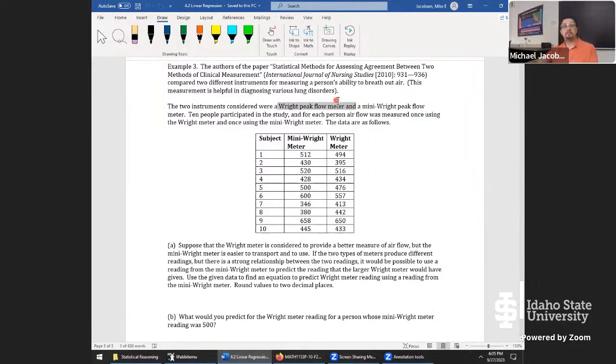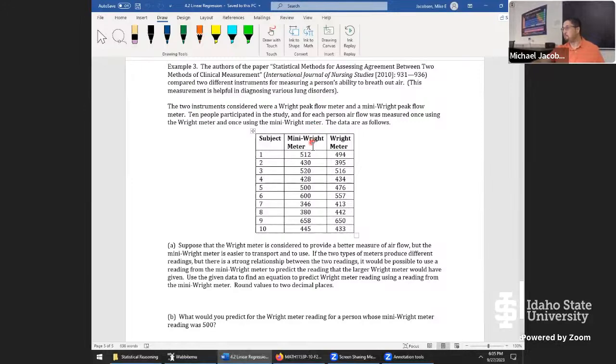So there's a Wright peak flow meter and a mini Wright peak flow meter. Well, that's kind of interesting. It says next, 10 people participated in the study, and for each person, their airflow was measured once using the Wright meter, so this one right here, and once using the mini Wright meter, so this one here. And well, now we have data. There's two numerical variables. This is just our identifier column. And already it seems kind of strange.